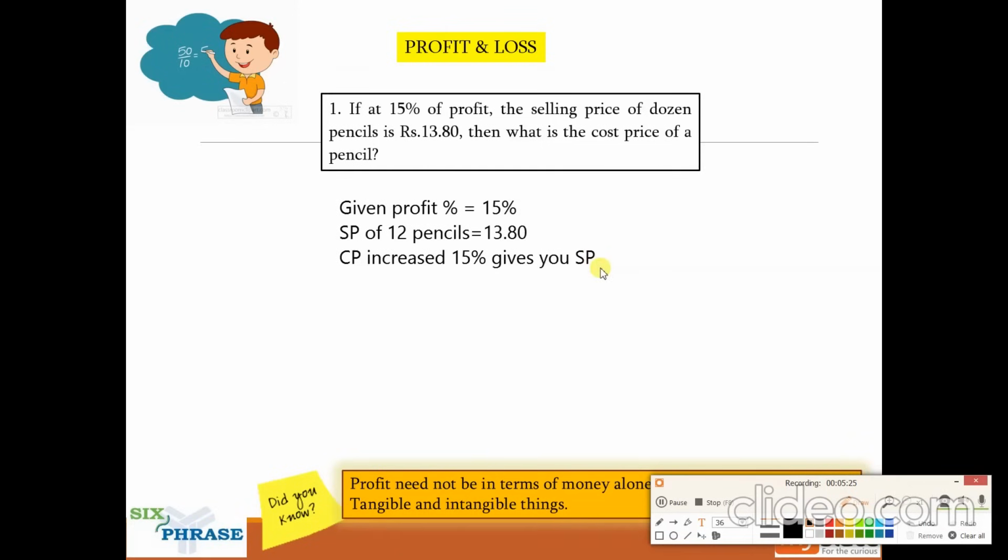Now how do you increase the cost price by 15 percent? You know the method for that also, right? You multiply the cost price by 115 divided by 100. You are trying to increase cost price by 15 percent. How do you increase a number by 15 percent? Multiply it by 115 by 100. 100 plus R by 100, remember it? Yes, that is what we are doing here. If you increase cost price by 15 percent, guys, you will get selling price, right?